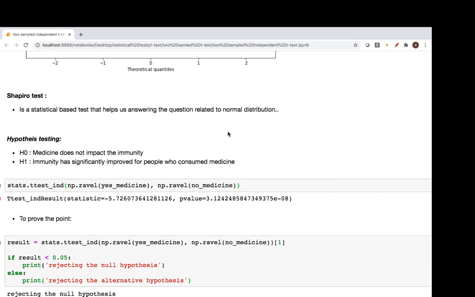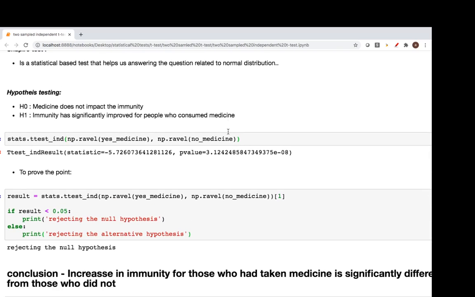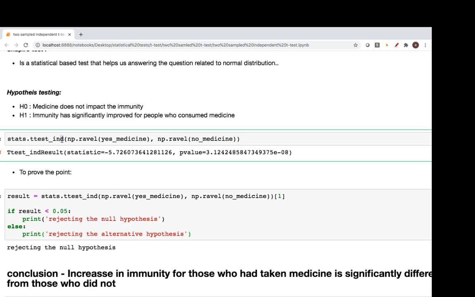Then we are going with the final hypothesis testing for the two sample t-test. In this case, our null hypothesis is that the medicine does not impact immunity. So whether you are consuming it or not, your immunity will be the same. The alternative obviously tells that there is a significant improvement in one's immunity after taking this medicine. This test again comes from the SciPy library, and this is something that we have to keep in mind. Whenever we are going for the two sample t-test, we have to use ttest_ind. And here we are getting a p-value that is far less than 0.05.